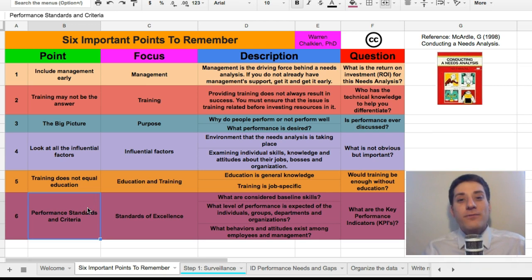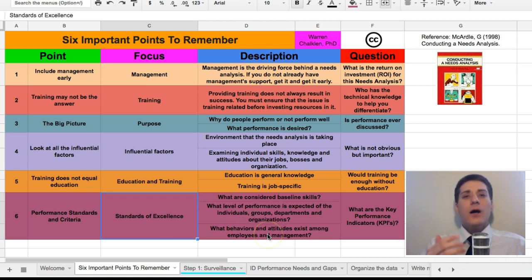Finally, are there performance standards and criteria in the organization? What would excellence look like? Really important for you to know, and I've asked some key questions here. What are considered some baseline skills? What level of performance is expected from individuals, from groups, for example, streams, departments, or the organization as a whole, and stepping back a little bit, what key attitudes would be needed to be fostered in this organization for it to achieve its goals? Really important. And the key question I'm asking here is, what are the key performance indicators, the KPIs?